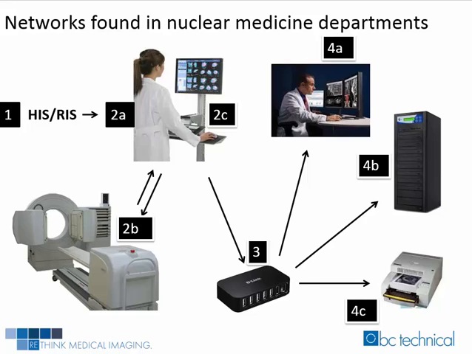4A is a reading station. It is a computer used by physicians to interpret the patient's scans. 4B is an archival device, which allows PACS or cloud to store patient data for 5 years or more. Lastly, 4C is the printer, which is used for ACR and ICANL accreditation.